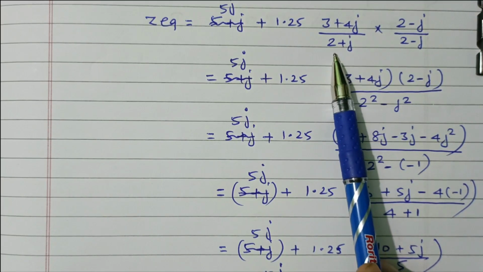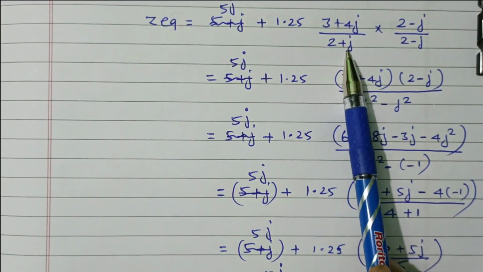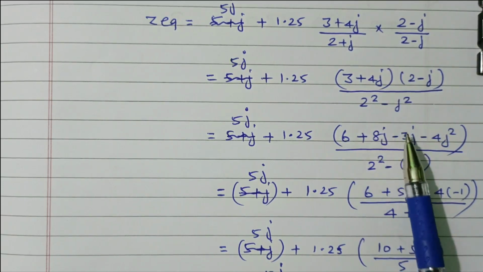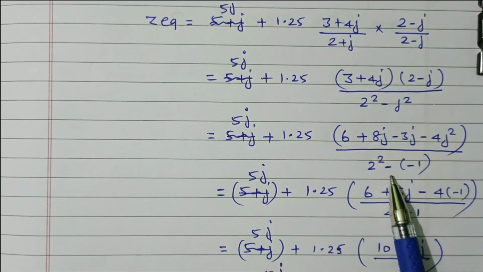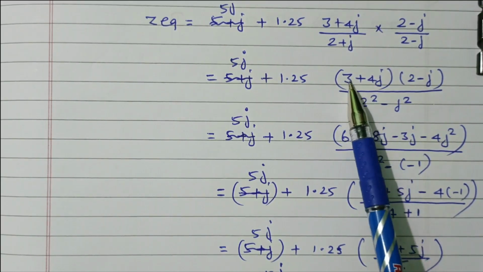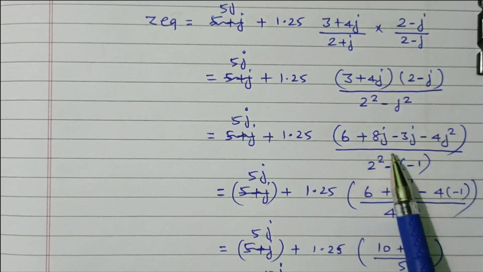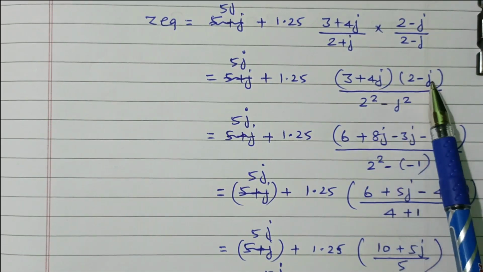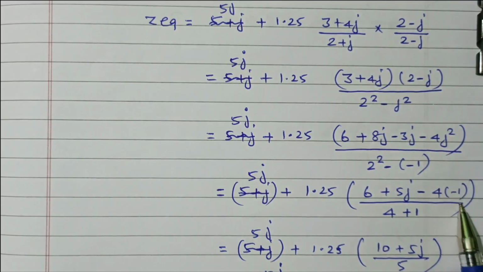This 2 minus J into 2 plus J is nothing but 2 square minus J square. A plus B into A minus B is nothing but A square minus B square. This J square value, we know that it is minus 1. Already one minus is there, minus of minus 1. And this term is multiplied. 3 into 2 is 6. 3 into J is 3J. 4J into 2 is 8J. 4J into J is 4J square. This J square also is minus 1.